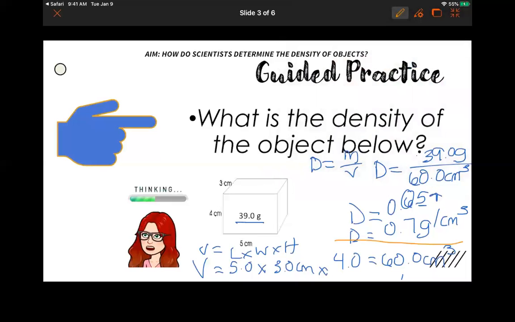I'm going to put it in a box in a different color, that way we can see it. So 0.7 grams per centimeter cubed.